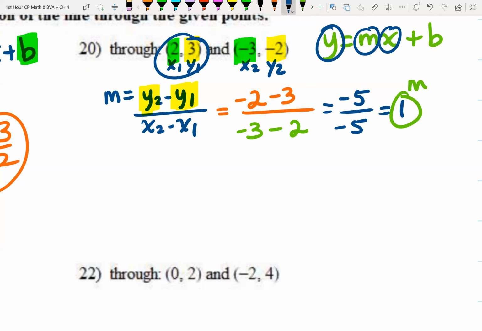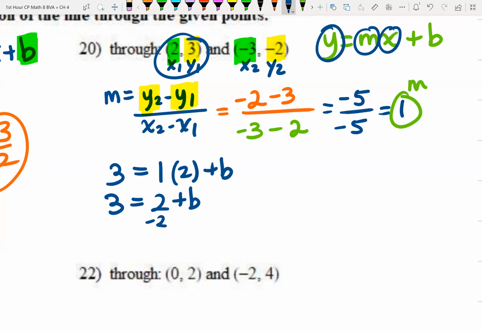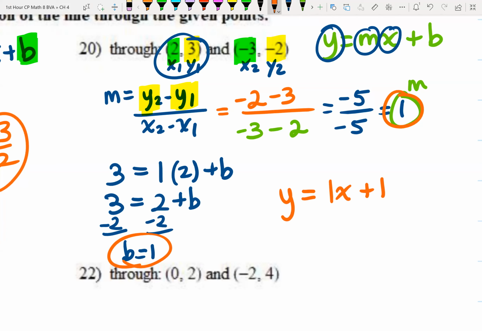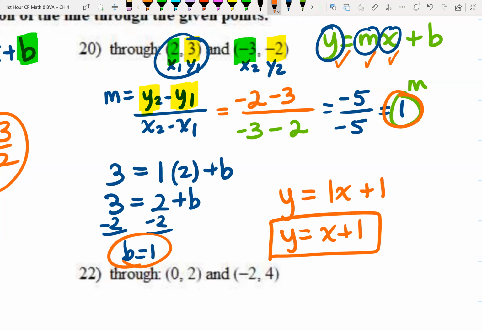So that's going to give us 3 equals 1 times 2 plus b, or 3 equals 2 plus b. Take away 2, and b equals 1. So now you've got your slope, your y-intercept, and that's enough to write your equation. 1x plus 1, or just x plus 1. All right, had to work a little harder in that one because we didn't have the y-intercept. But remember, use your slope equation and plug in the pieces you know and solve for what you need.